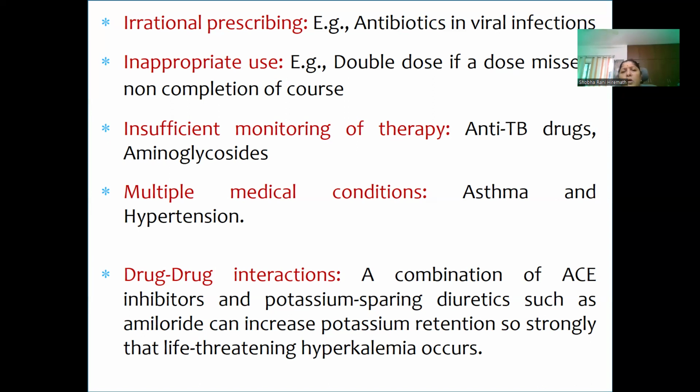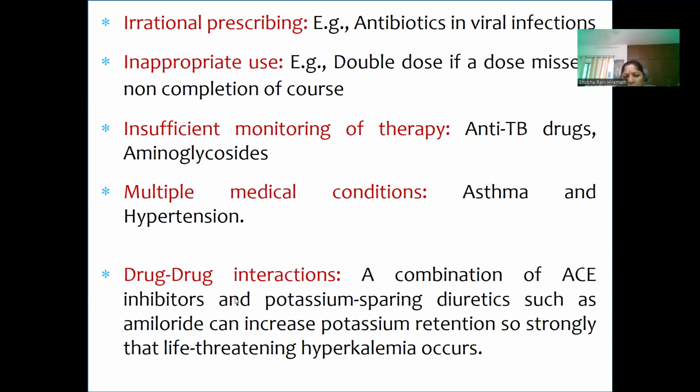Then insufficient monitoring of therapy. For example, anti-TB drugs are known to cause hepatotoxicity. So, whenever patients are prescribed anti-TB drugs, their hepatic function has to be monitored periodically. If this is not done, again it may lead to hepatic toxicity. Similarly, aminoglycosides are known to have renal toxicity, so renal function needs to be monitored from time to time. Then multiple medical conditions like asthma and hypertension. Those drugs may interact and then they may cause ADRs.